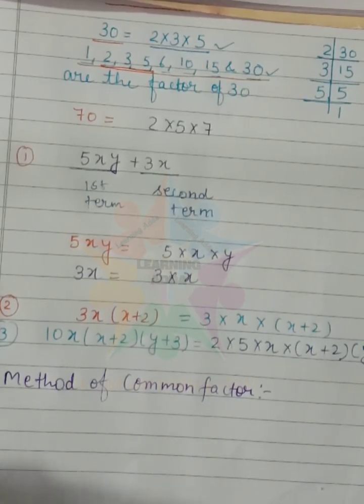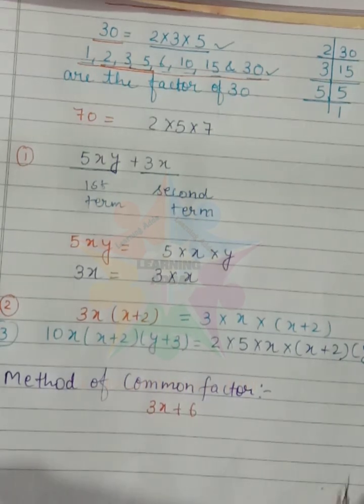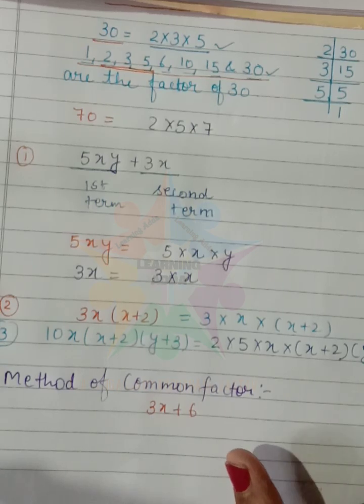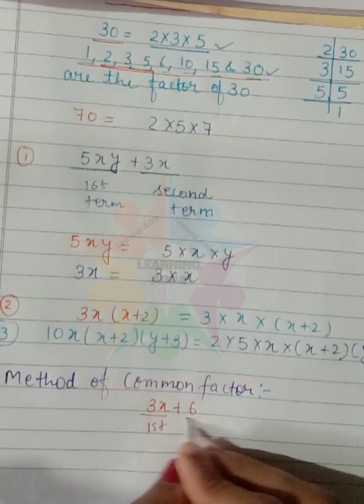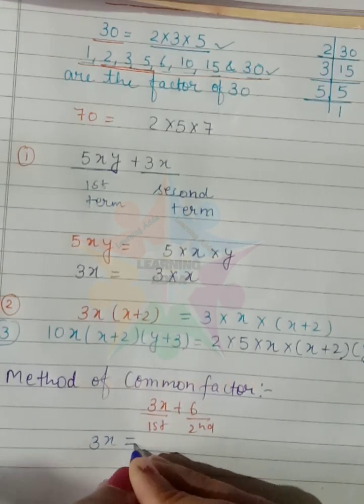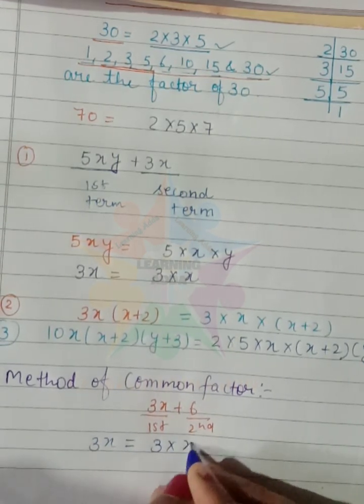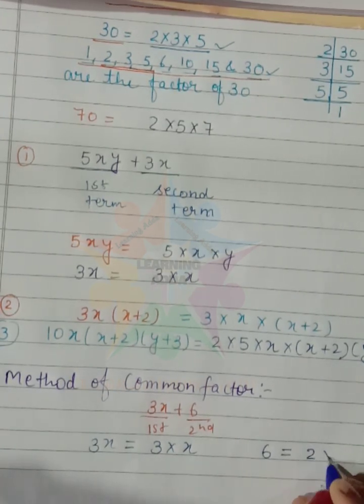Method of common factor. Here we start by taking a simple example, 3x plus 6. Common factor means a factor common to both terms. Here the first term is 3x and the second term is 6. Factor of the first term: 3x equals 3 into x. And similarly 6, factor of 6 equals 2 into 3.